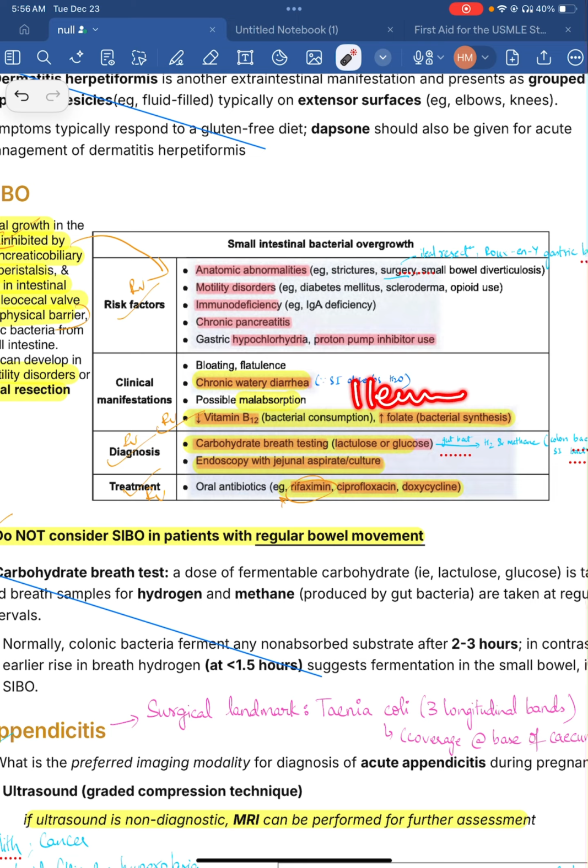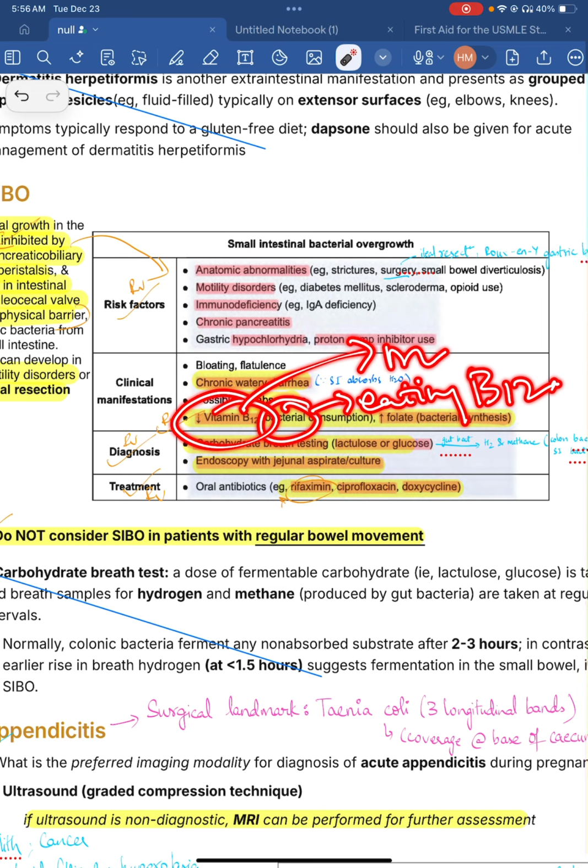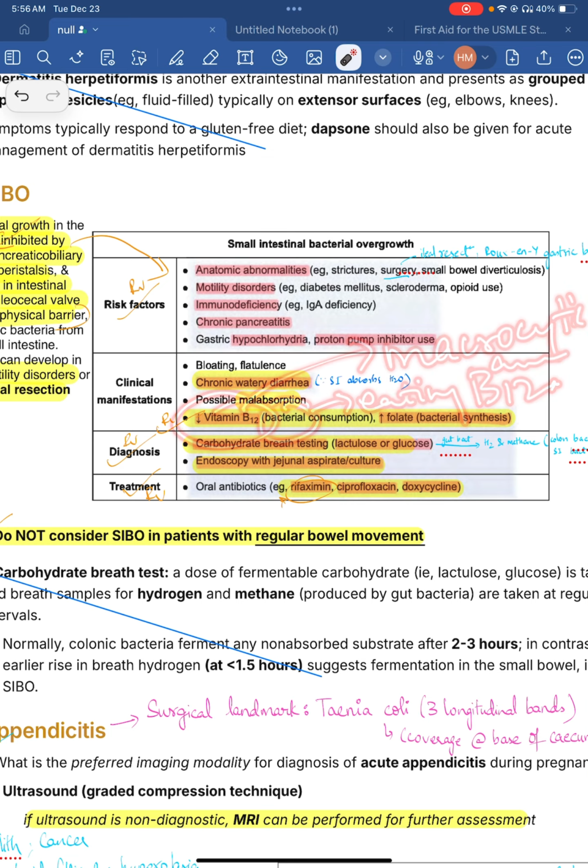Ileum is supposed to absorb B12, but the bacteria over here are eating all of this B12. That's why you have B12 deficiency, and this will lead to macrocytosis, microcytic anemia. Small intestine is supposed to absorb all the carbohydrates, and hence you see carbohydrate malabsorption.